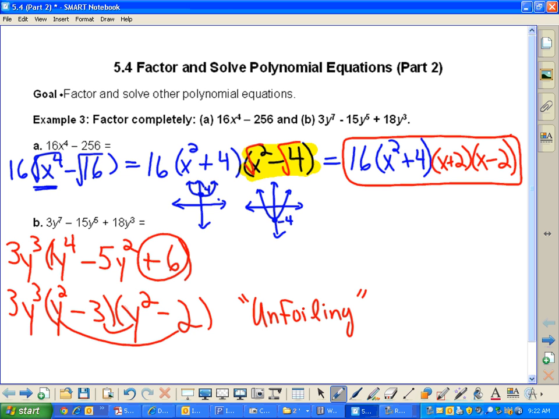Okay, so now I have to ask myself, can I factor that any further? I'm looking at y squared minus 3 and y squared minus 2, and I'm going to ask myself, is that a difference of two squares? Is that a difference of two cubes? Is that a sum of two cubes? And the answer is no. Because it's not one of those three types of things that we talked about in that flow chart a few seconds ago, you're done. The end.